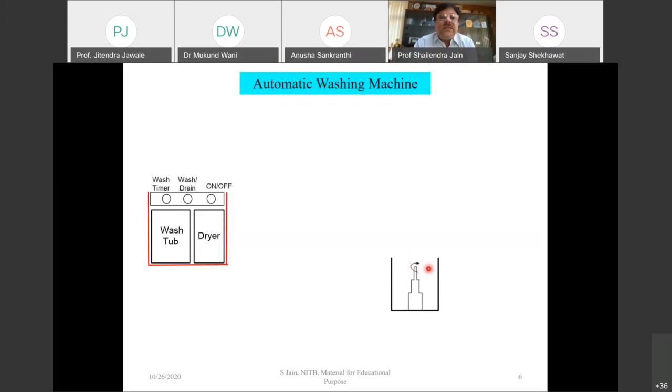Now, on a semi-automatic washing machine, we have certain operations, a knob is there to set gentle wash, moderate wash, or heavy wash. What will it do?